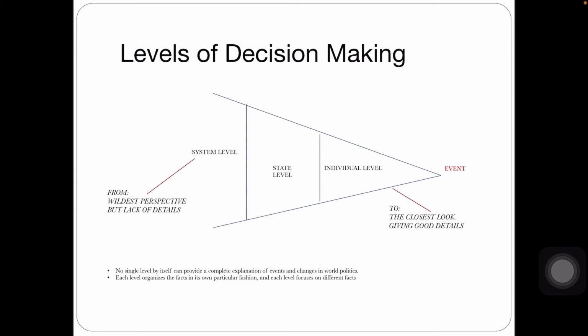And the last level of decision making is the individual level. It refers to the human characteristics. For example, the perceptions of the people, the knowledge, the image of the country, and also the psychological factors. So no single level by itself can provide a complete explanation of events and changes in world politics. So each level organizes the facts in its own particular trend, and each level focuses on different facts.